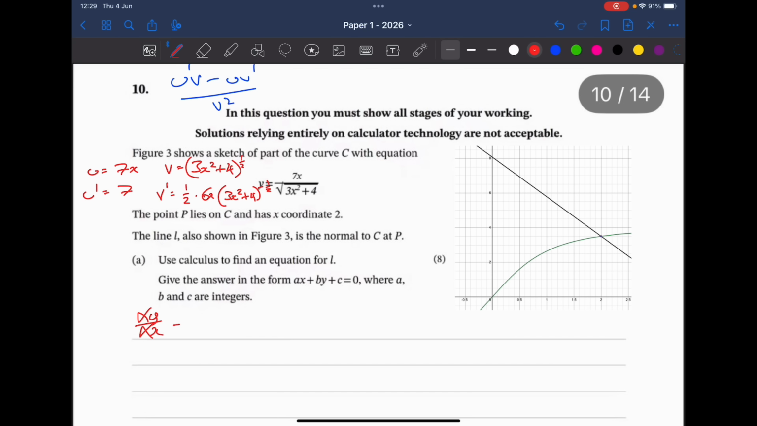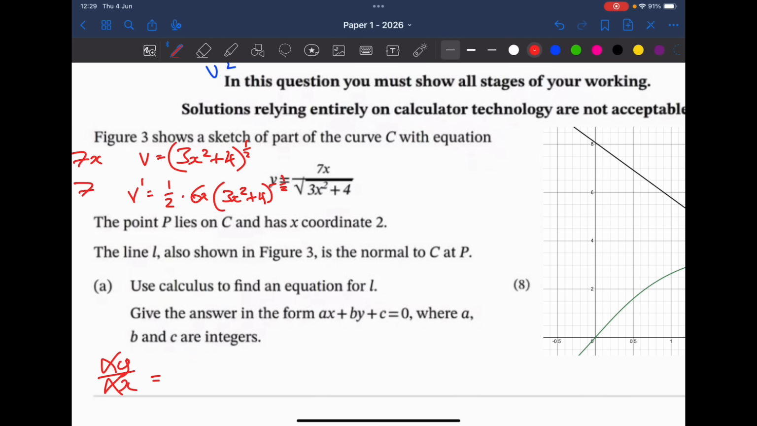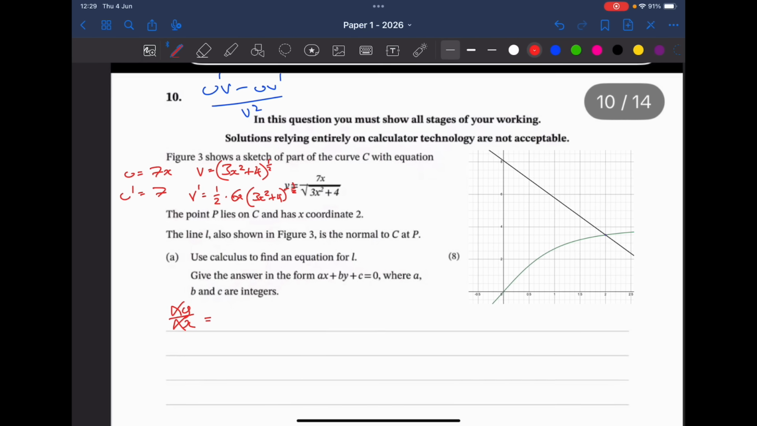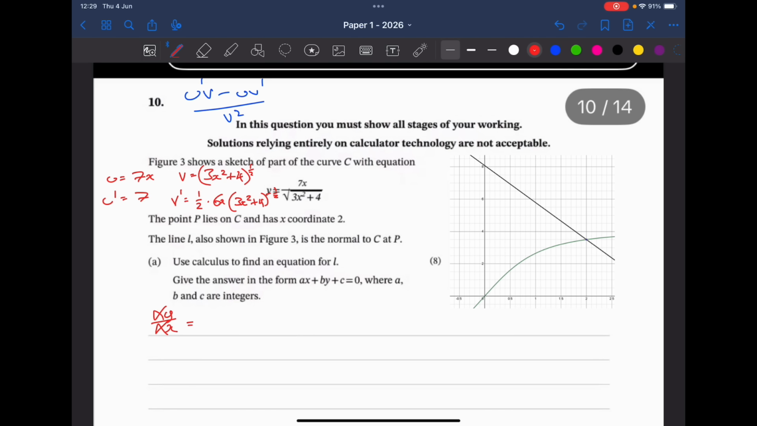dy/dx is going to be u'v minus uv', so 7 times this thing. I'm going to call this bracket v still. So we're just going to have a lot of v's flying around and they will cancel out, and later on we'll work with it a bit nicer. So it's going to be 7v on the top, and then 7x times this thing. So 7x times 3x at the front, that's 21x squared. And what this thing is, this is 1 on v.